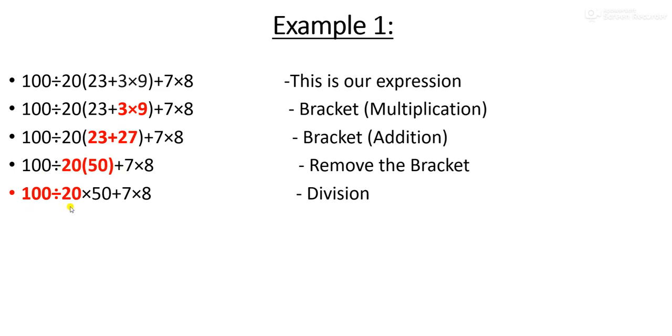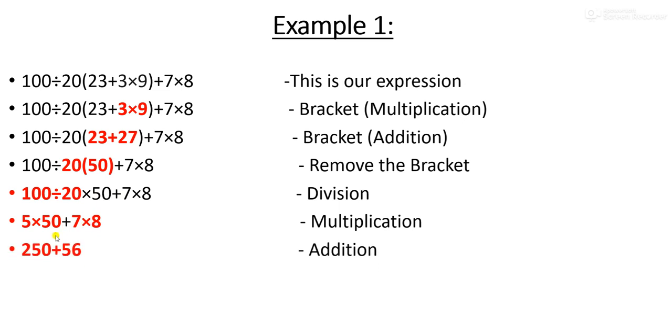After the bracket we have to solve the division. So 100 divided by 20. 20 goes into 100 5 times. So 5 into 50 plus 7 into 8. Here the operations are into, plus, and again into. So 5 into 50 is 250, and 7 into 8 is 56. Now only one operation is there, the plus symbol. So we add the two numbers, 250 plus 56, that is 306.